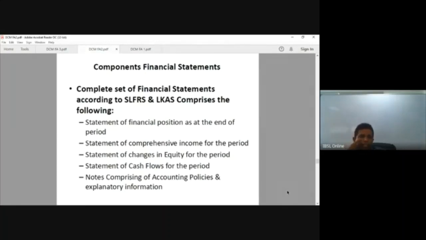Then we discussed this a week ago also: the components of a financial statement. A complete set of financial statements should include six statements. That is, a statement of financial position, called the balance sheet. Then the statement of comprehensive income, called the income statement or P&L. The third is the statement of changes in equity. The fourth is the cash flow statement. Numbers 5 and 6 go together: notes comprising accounting policies and explanatory information, the accounting notes and accounting policies.